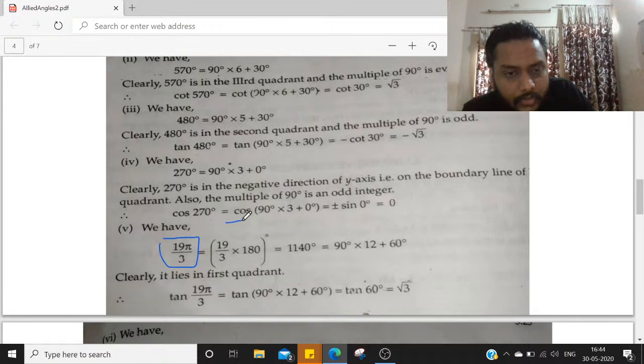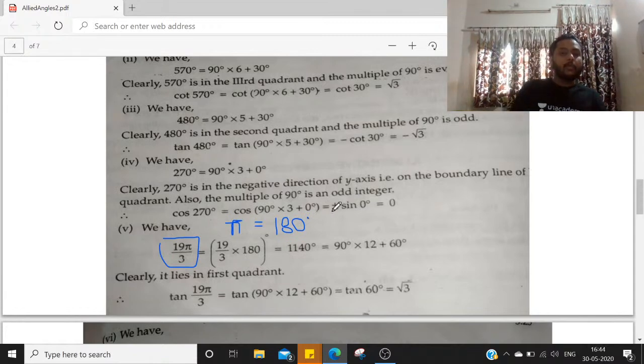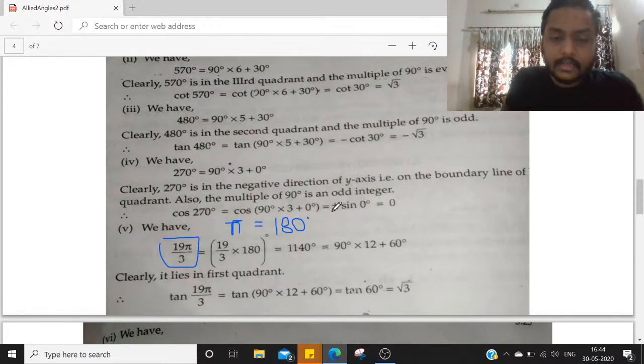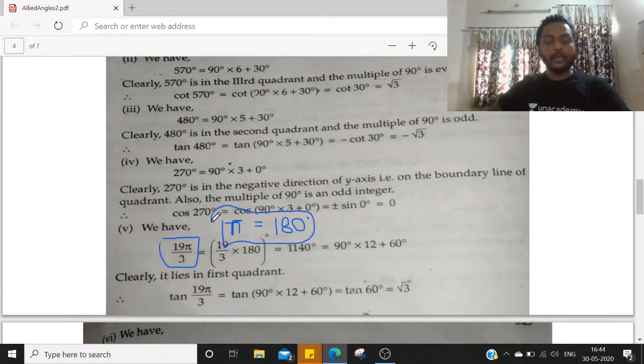So basically this is your pi that we talk about, and this pi is equal to what? This pi is equal to 180 degree. जो आप pi लिखते हो radians में, वही pi आपका degrees में 180 degree के equal होता है. Is that clear to you or not? The pi that you write in the radians, that pi is exactly equal to 180 degree that you write in the degrees. Are we clear with this guys?